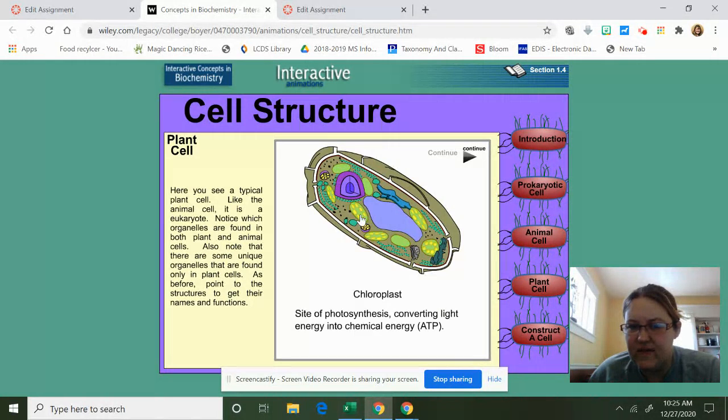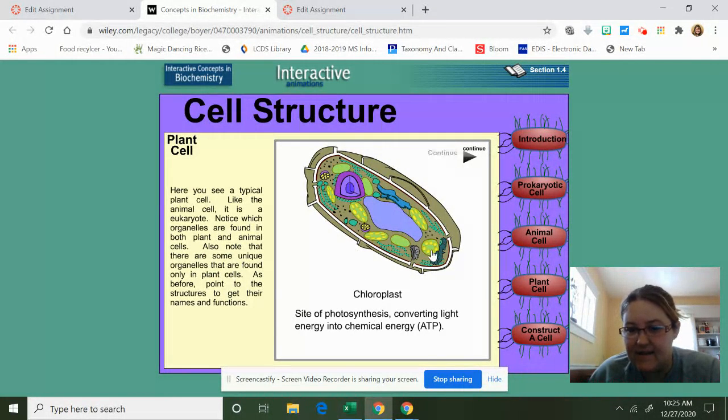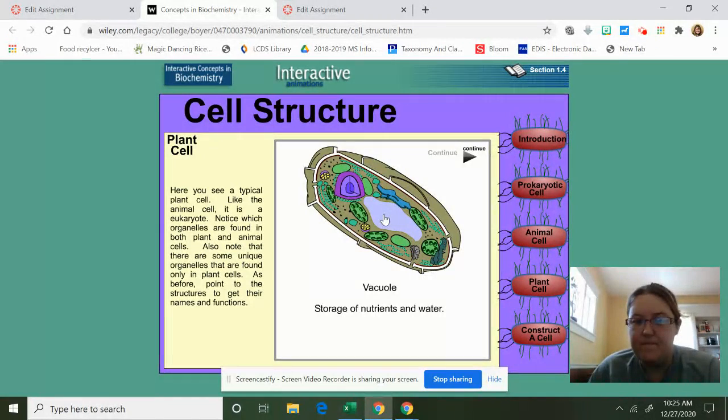Oh, we have these green things with little, they call it like stacks of sacs in there. Usually little piles of circled discs on top. So this is the site of photosynthesis, where it converts light energy into chemical energy. This definition, it also converts light and carbon dioxide into sugar. We'll talk about photosynthesis a lot.